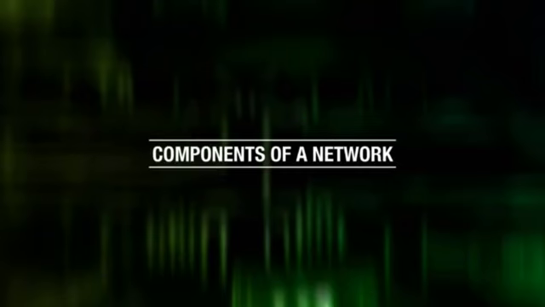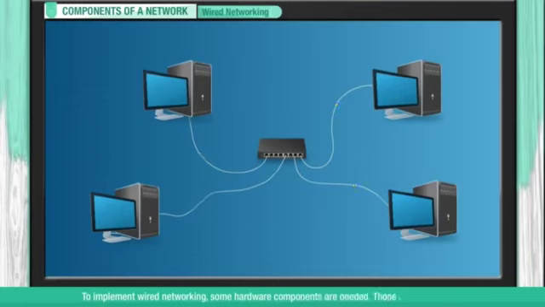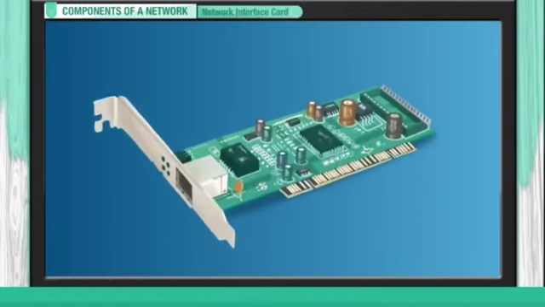Components of a network. Networking can be achieved in two ways. Wired networking. To implement wired networking, some hardware components are needed. Those are as follows. Network interface card. Network interface card, or NIC, is also referred to as an Ethernet card and network adapter.